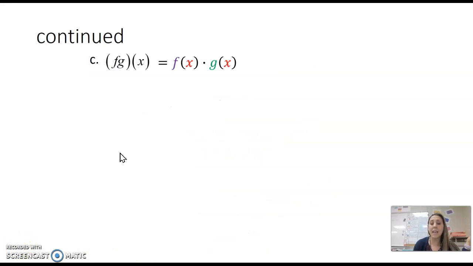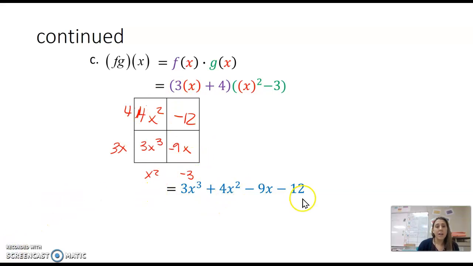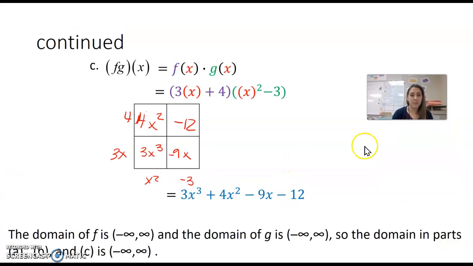And then using the same ones, I would find the same functions as before. I would do 3x plus 4 times x squared minus 3. Combine my like terms. So here, I think I can write it. So that's the box filled out, and there aren't any like terms to combine. The domain of this.